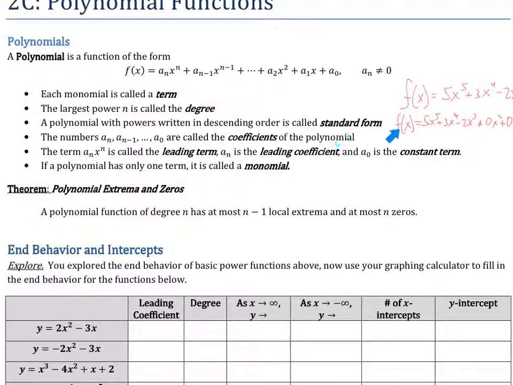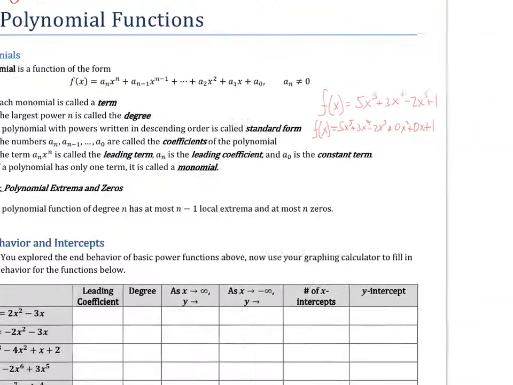A polynomial with powers written in descending order like I did here is said to be in standard form. If you mix these terms up, it's not in standard form anymore. And these numbers, a sub n minus 1 and so on, the numbers that multiply each of the x's with the powers, are called coefficients. Very important there. The term with the largest power is called the leading term. Even though it's not always written to the left, it is if it's in standard form. And that coefficient is called the leading coefficient. So the 5 here is the leading coefficient.